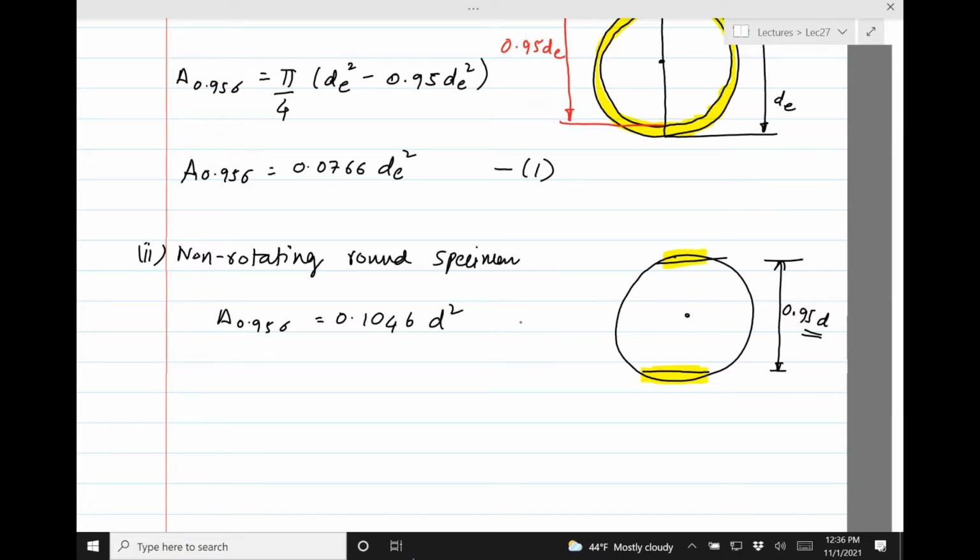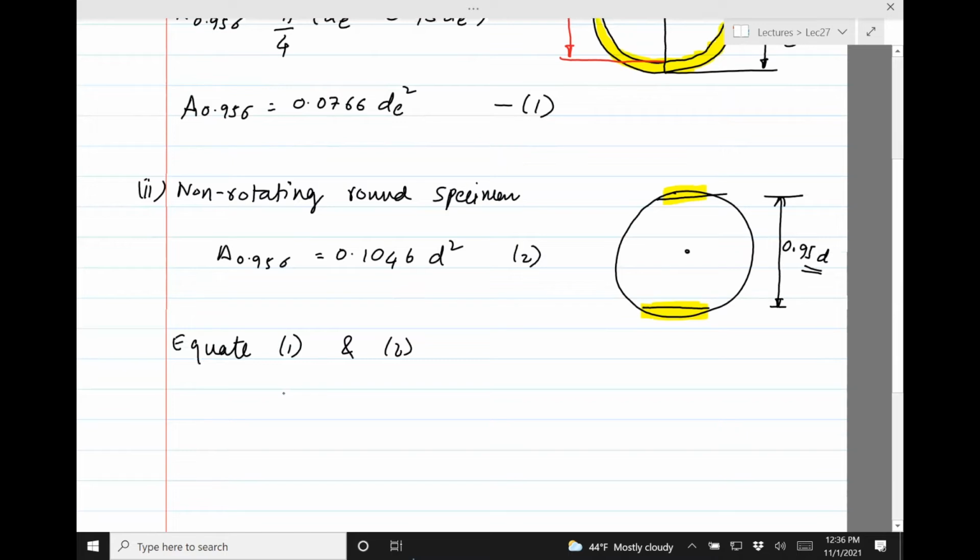Okay, so let's call this 2. So now to find the equivalent diameter, you just equate 1 and 2. So if you equate that, you can find DE equals 0.37D. So that's only for a non-rotating round specimen.